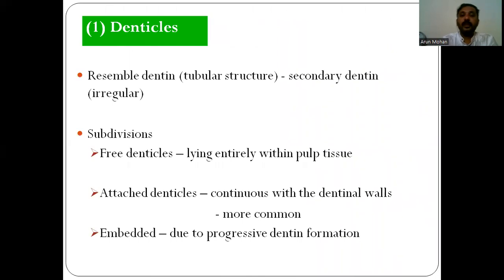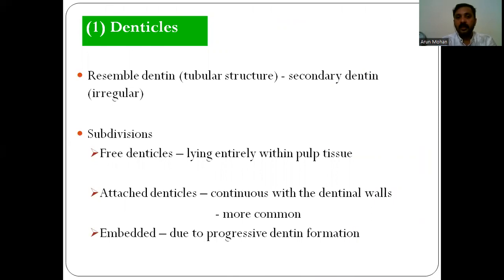So they're referred to as true denticles. The reason we call them true denticles is because histologically they will have a structure resembling dentine, a tubular structure resembling dentine. So the true denticles, we can divide them based on their location within the pulp tissue.